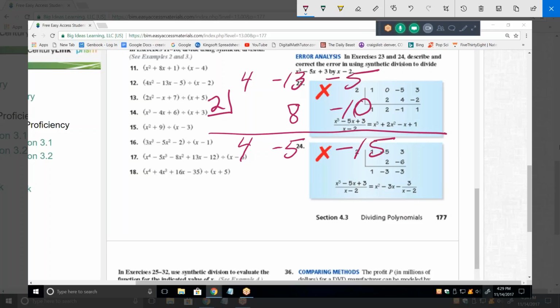What's our answer? So 4x minus 5 minus 15 over... I think it's 4x squared minus 13x minus 5. Yeah.